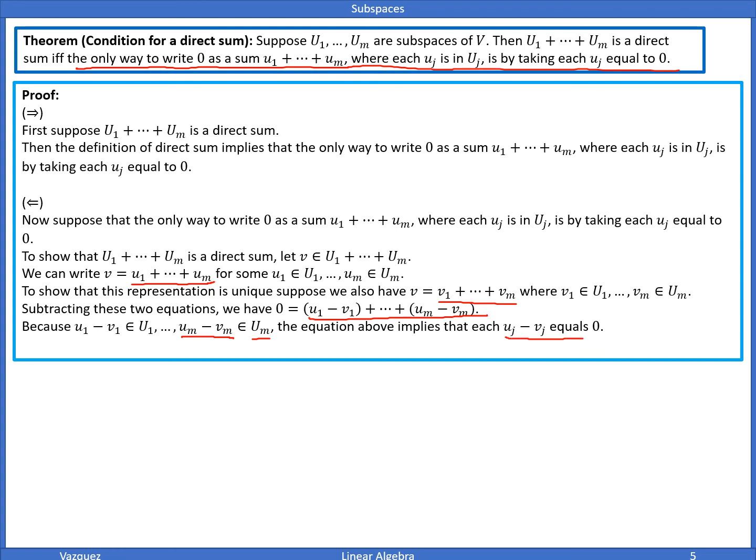That uj minus vj is equal to 0 for each j, right? So therefore, u1 is the same thing as v1. And that's how we showed it, right? We supposed there were two, but indeed, they're actually the same one. So that's why we get that the sum is unique and therefore a direct sum.